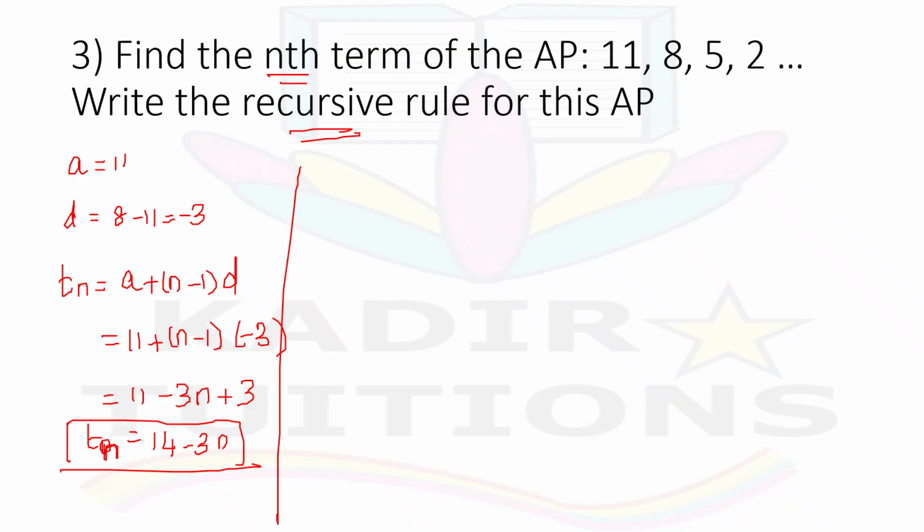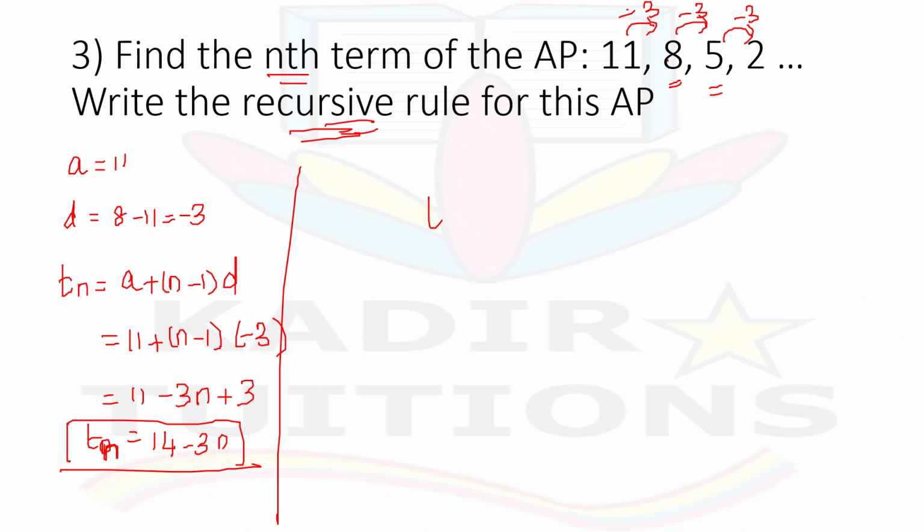What is the meaning of recursive rule? We are going to define a particular term with respect to the previous term value. Before that, we need to know how the sequence actually came. See, with 11, if we add minus 3, we'll get 8. With 8, if we add minus 3, we'll get 5. So each term is going to get added by minus 3, so that we are getting the next term. So now we can define the recursive rule easily.